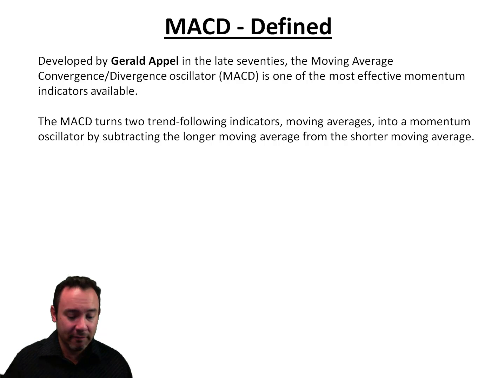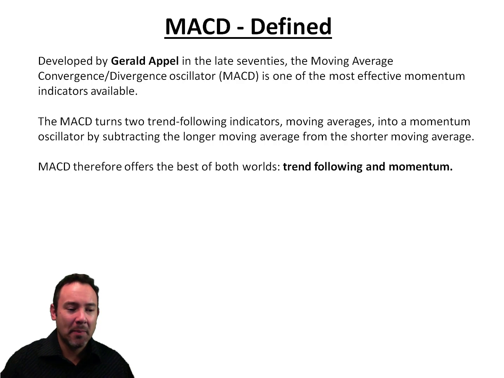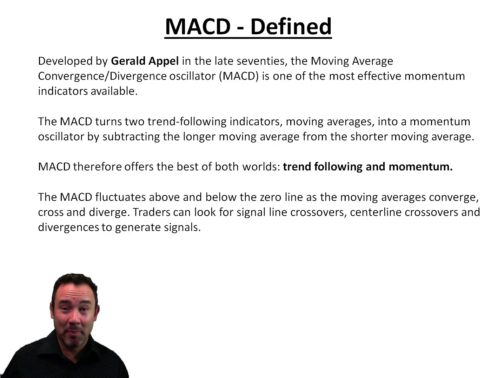Now, before you get all confused and think this is a little bit overkill, I want you just to take a step back and look at the next few things I'm going to explain, and it'll make a lot more sense. MACD therefore offers the best of both worlds, trend following and momentum. Those are the two things that we're after in the forex trading world. The MACD fluctuates above and below the zero line as the moving averages converge, cross, and diverge. So traders can look for the signal line crossovers, center line crossovers, and divergences to generate signals.